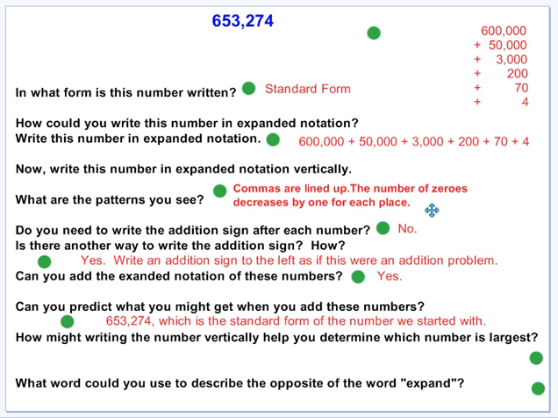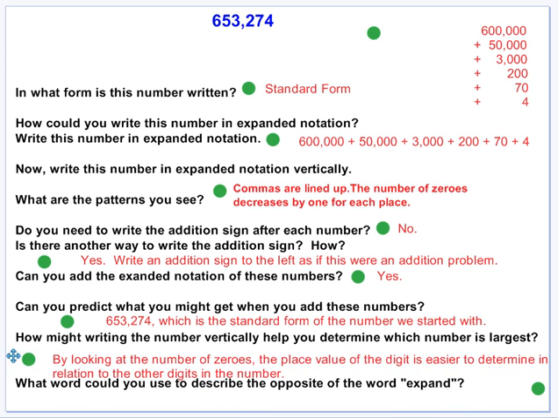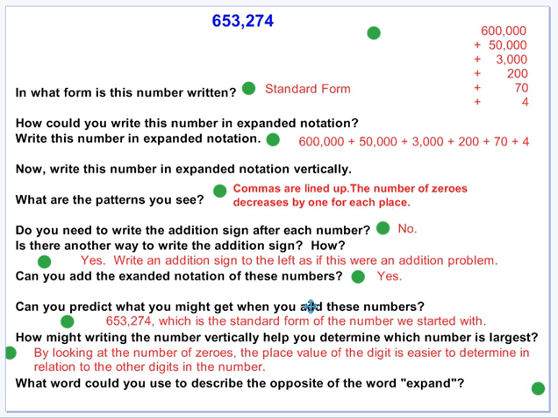How might writing the number vertically help you determine which number is largest? To me, by looking at the number of zeros, the place value of the digit is easier to determine in relation to the other digits in the number. So that's going to help me. Just seeing those zeros and being able to place them and count them is going to tell me which number's bigger. I can clearly see that 600,000 is definitely bigger than 50,000. And 50,000 is bigger than 3,000. So that really helps me see the difference in the values of numbers versus going horizontally like this.